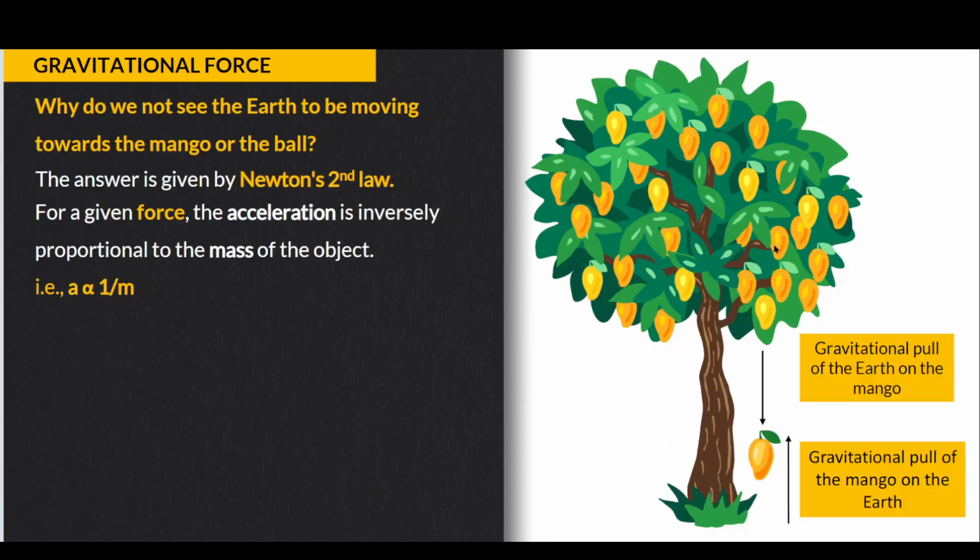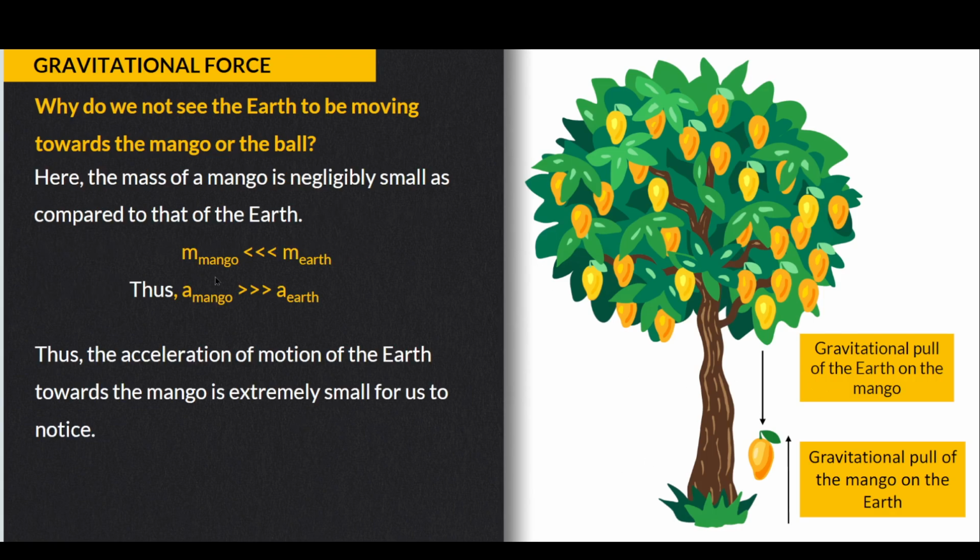So the question is, why do we not see the earth moving towards the mango or towards this ball? The answer is given by Newton's second law. For a given force, acceleration is inversely proportional to mass. If the mass is less, the acceleration is more. They have an inverse relation: more mass, less acceleration; less mass, more acceleration. This is what Newton's second law says. So if you compare the mass of the mango with the mass of the earth, the mango's mass is very, very small compared to the earth's, isn't it?